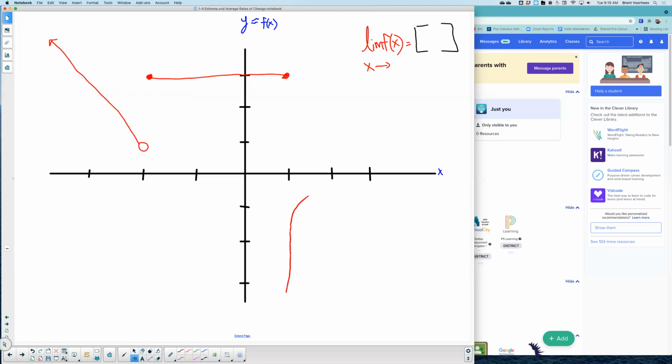And honestly, I would have no idea what would make this equation. But that's the beautiful thing about drawing something at random. I don't have to know the equation. I'm just drawing the graph how I want the graph to look to test your knowledge.